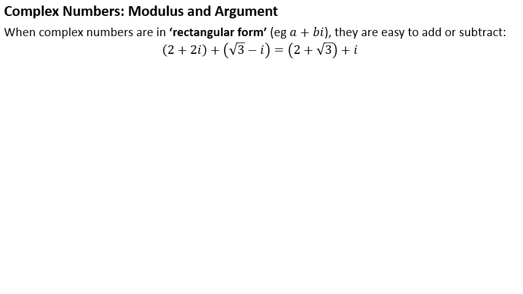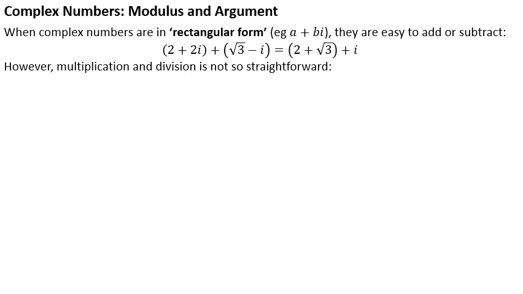If you've got 2 plus 2i and you want to add it to root 3 minus i, well, you can add the real components, 2 plus root 3. You can add the imaginary components, 2i, add negative i, and that gives you just 1i. And that's really quick and simple. But it's not quite so straightforward when we're doing multiplication or division. To remind yourselves how that works, I'd encourage you to have a go at this one. You need to calculate z times w, so multiply those two complex numbers together and write them in the required form, a plus bi.